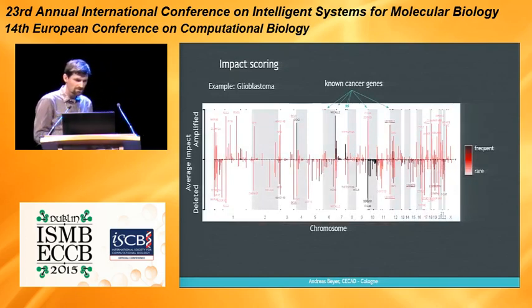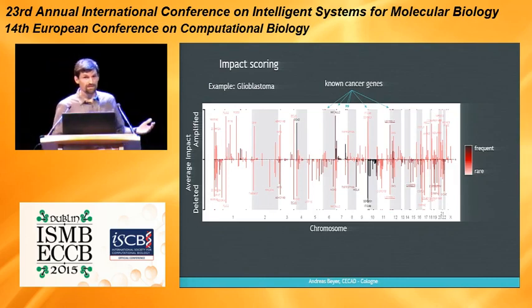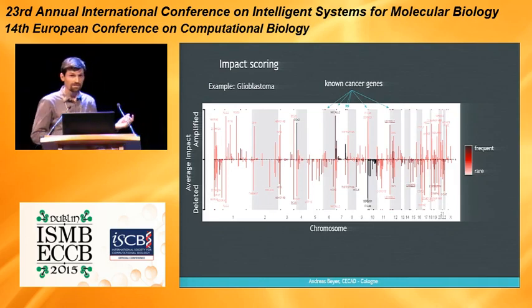This is for glioblastomas. Here you have the human genome, and when you have a bar that goes up, that's an amplification. If a bar goes down, it's a deletion. If you have a long bar, it's a high impact on survival. If you have a short bar, it's a low impact on survival. And the color encodes the frequency of the mutation. So dark means frequent, and light, like pinkish, is rare.